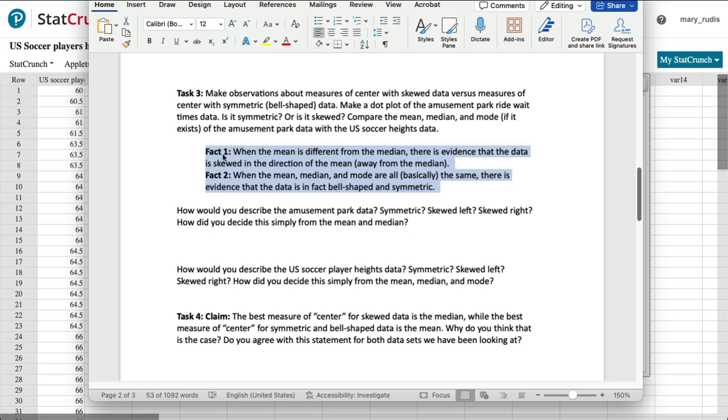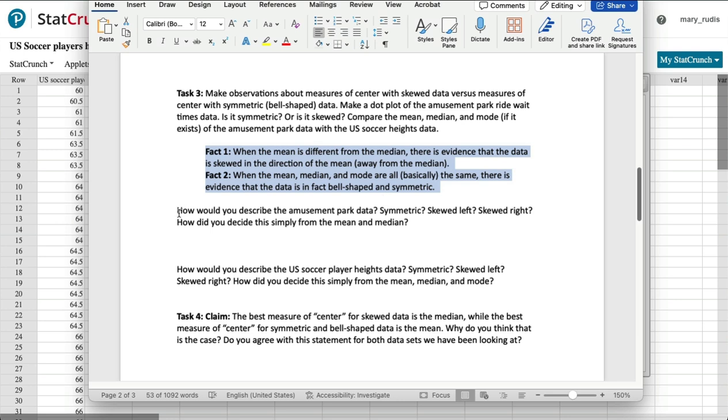Fact 1 is when the mean is different from the median, there's evidence that the data is skewed in the direction of the mean, away from the median. So either to the left or to the right. Fact number 2, when the mean, median, and mode are all basically the same, they don't have to be exactly the same, they just have to be relatively close to each other, then there is evidence that the data is in fact bell-shaped and symmetric.